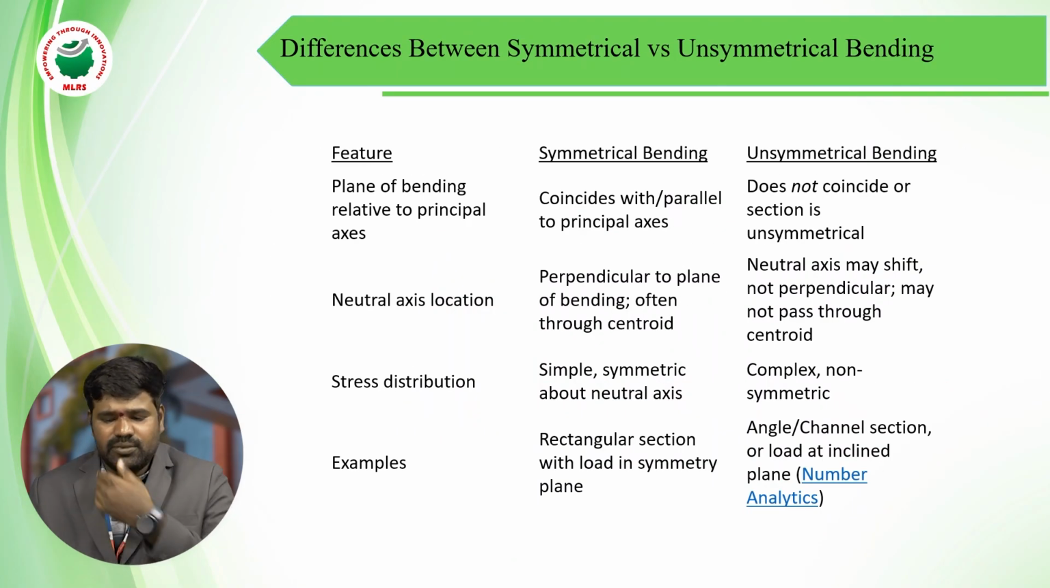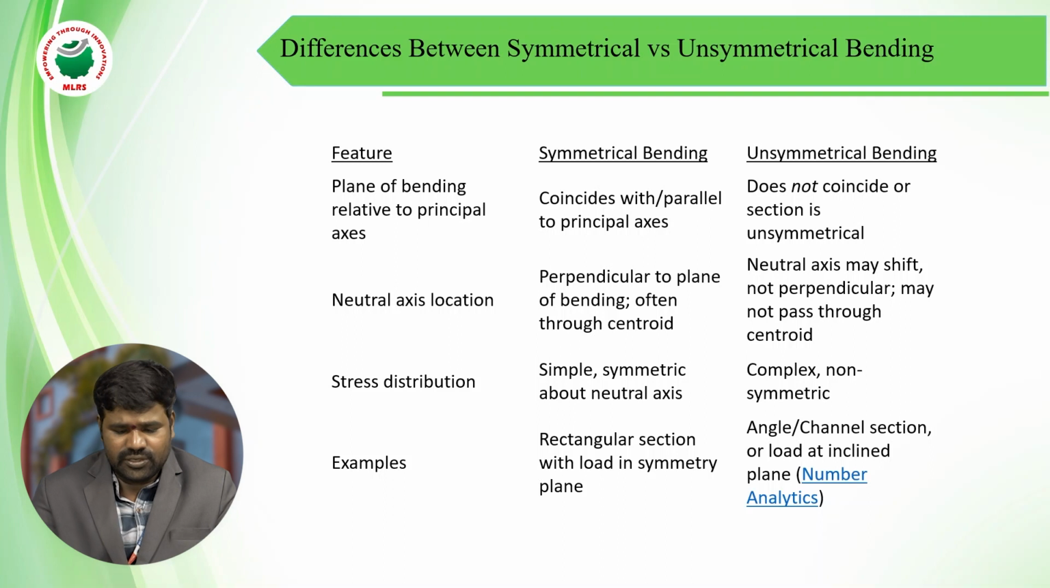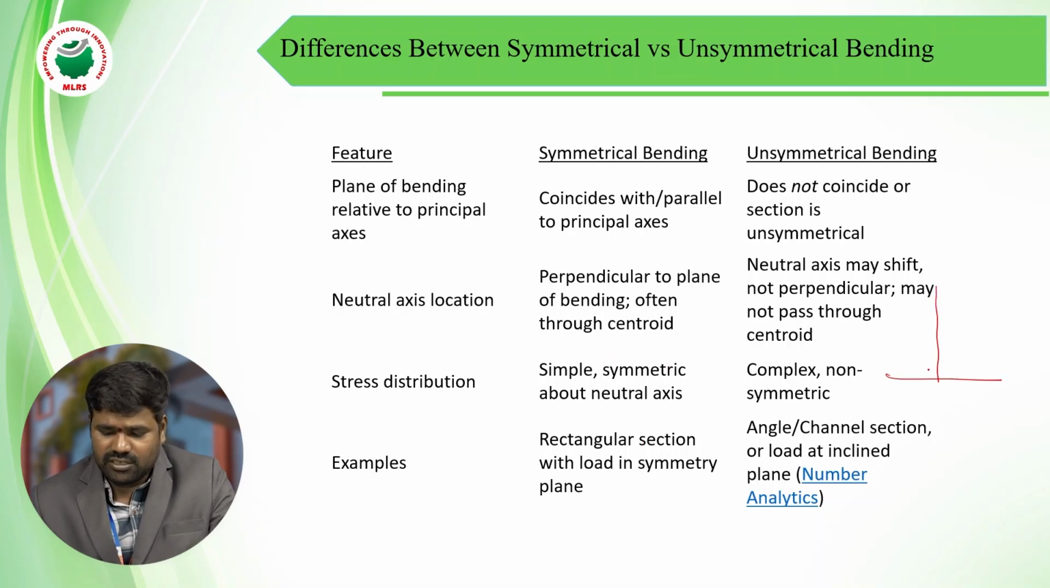Next, the difference between symmetrical and unsymmetrical bending. In symmetrical bending, the load coincides with or is parallel to the principal axis. Unsymmetrical means it does not coincide, or the section is unsymmetrical. The neutral axis location is perpendicular to the plane of bending, often through the centroid. A perpendicular line at the centroid is called coincident, so it is symmetrical. If it does not coincide, it is called unsymmetrical. The neutral axis may shift, not be perpendicular, and may not pass through the centroid. Symmetrical is simple, symmetric about the neutral axis. Unsymmetrical is complex, non-symmetric.